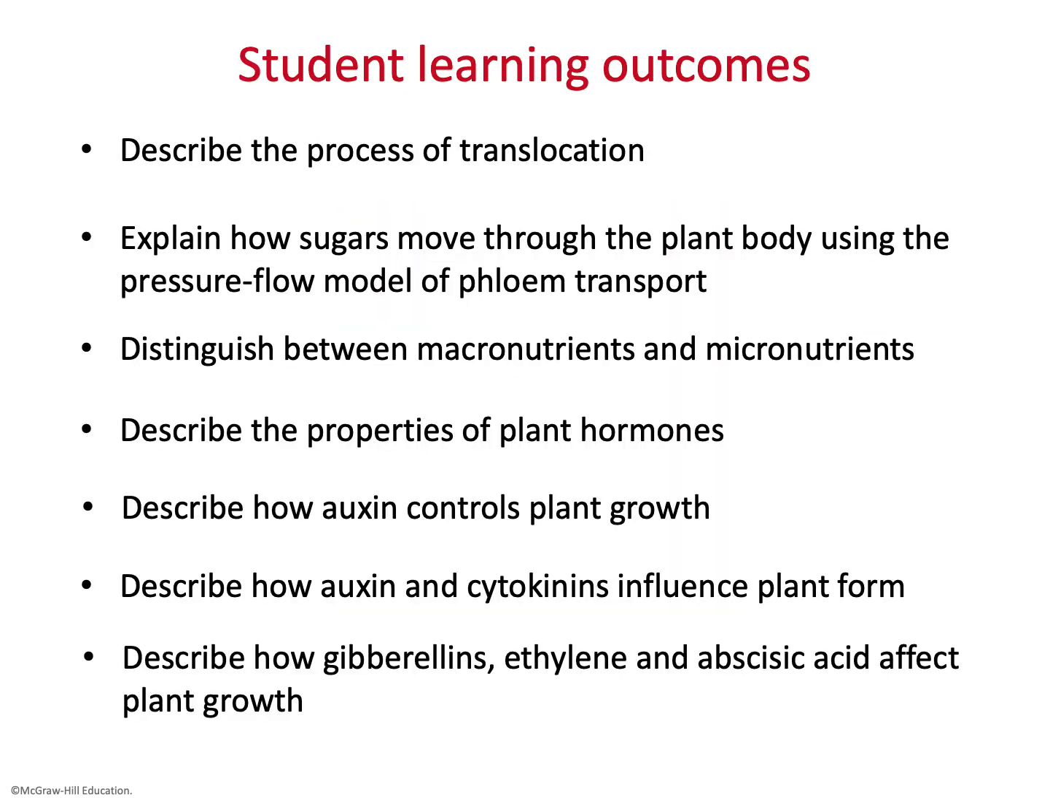At the end of this lecture you should be able to describe the process of translocation, explain how sugars move through the plant body using the pressure flow model of phloem transport, distinguish between macronutrients and micronutrients, describe the properties of plant hormones including auxin, cytokinins, gibberellin, ethylene, and abscisic acid, and how they affect plant growth.